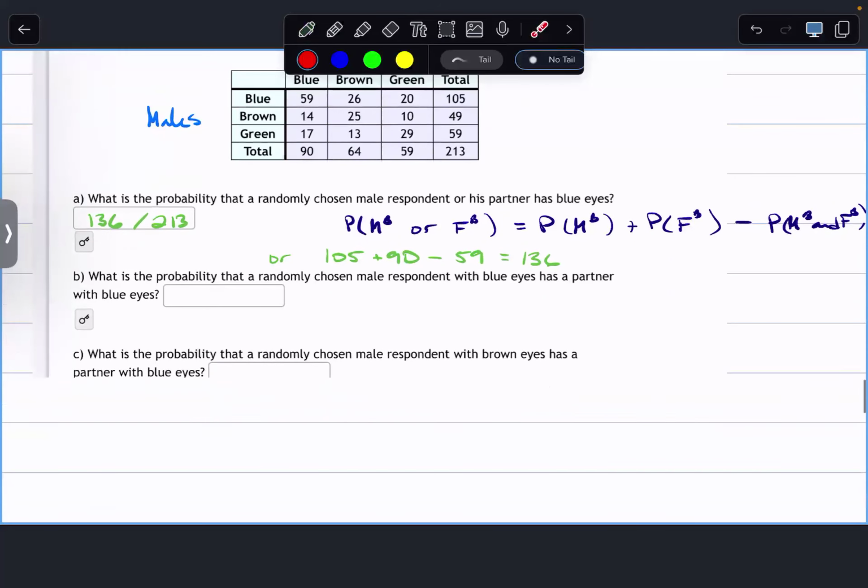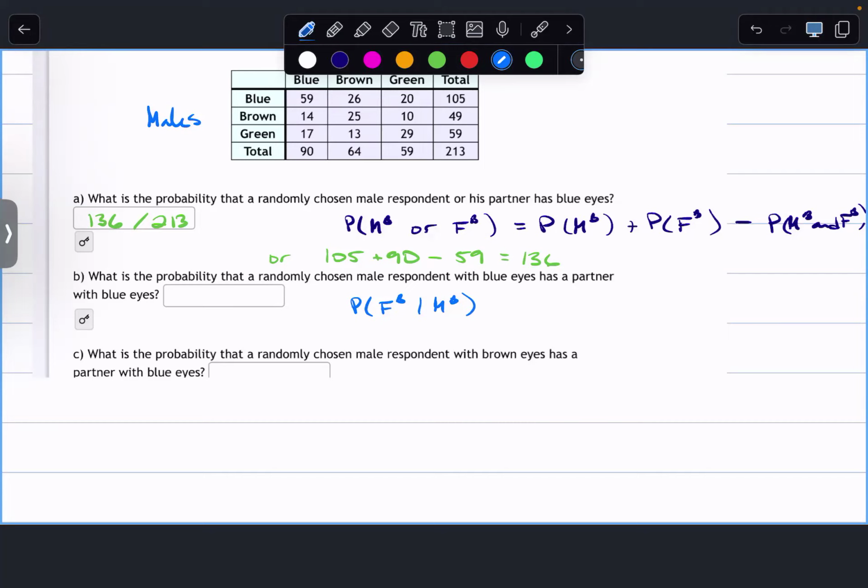What's the probability that a randomly chosen male respondent with blue eyes? Now, this is where I talk about subtle kind of wording, right? And so we know that whoever we've chosen is a male with blue eyes. So now we're given that the male has blue eyes. What's the probability that they have a partner with blue eyes? So we want to find the probability that the female has blue eyes, given that the male has blue eyes. You could use that, work through the probability of a female with blue eyes and a male with blue eyes divided by the probability that the male has blue eyes.